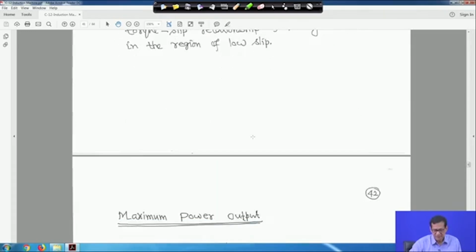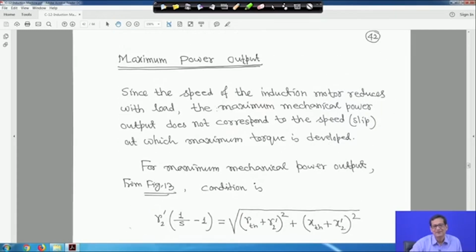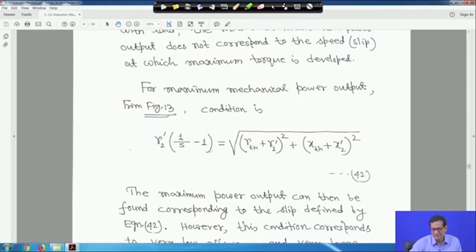Now, with this, the maximum power output. Although we will see maximum power, it is not valid for an induction machine. The speed of the induction motor reduces with load, and the maximum mechanical power output does not correspond to the slip at which maximum torque is developed. For maximum mechanical power output, from figure 3, we use the maximum power transfer theorem, as seen in DC and AC circuits. The load resistance R2' times (1/S minus 1) has to be equal to the square root of (R Thevenin plus R2') square plus (X Thevenin plus X2') square.